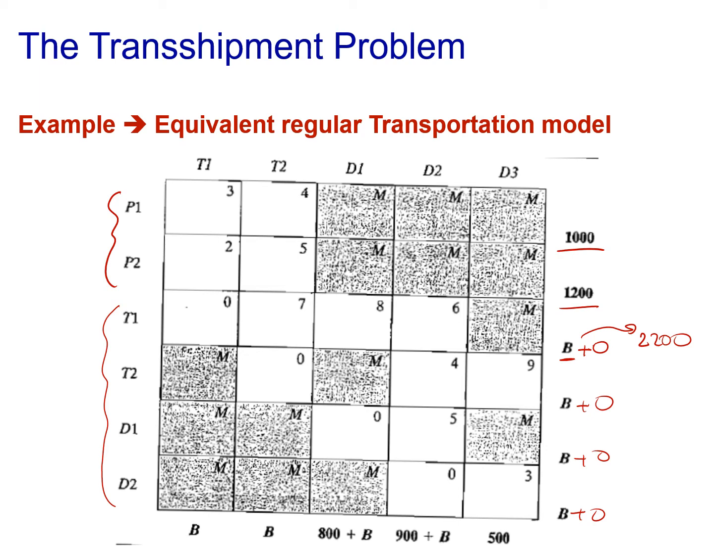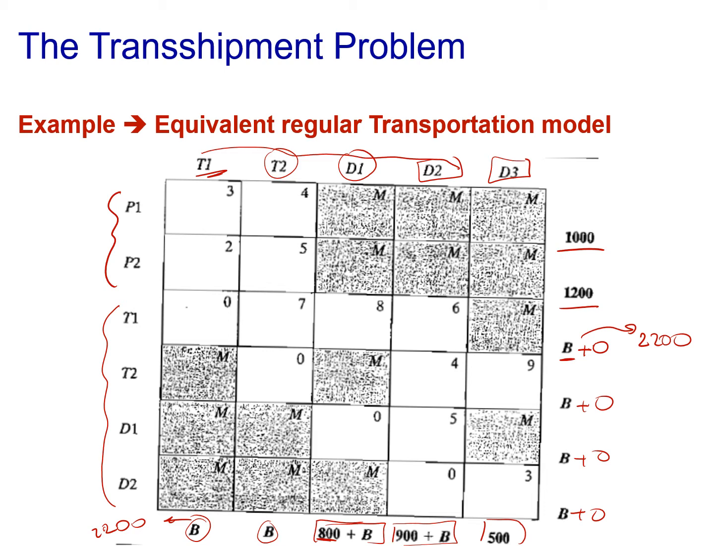Then for the demands of these transshipment points, what do we write? For T1, original demand is 0, so we only write the buffer. For T2, it is only buffer, there is no demand. But for D1, the demand is 800, so we write 800 plus B. And for D2, again, it will be 900 plus B, and for this B we write the sum of all supplies. And for D3, this is a pure demand point, so we just write 500 here.